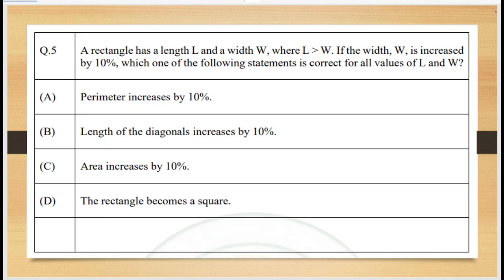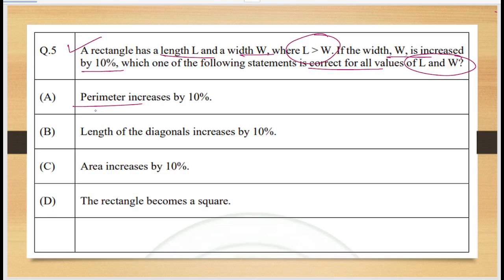In this video, we are going to discuss a question from the aptitude part of the GATE paper. The question says: a rectangle has length L and width W, where L is greater than W. If the width W is increased by 10%, which of the following statements is correct for all values of L and W?